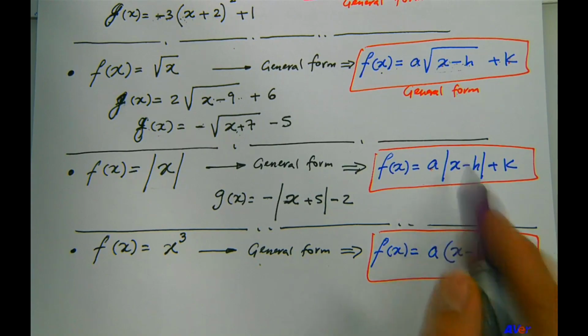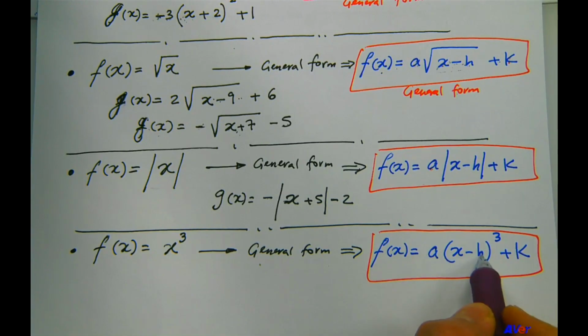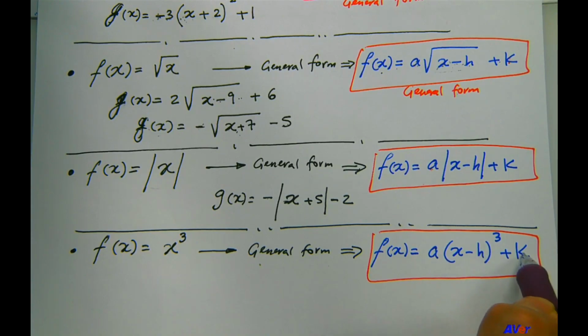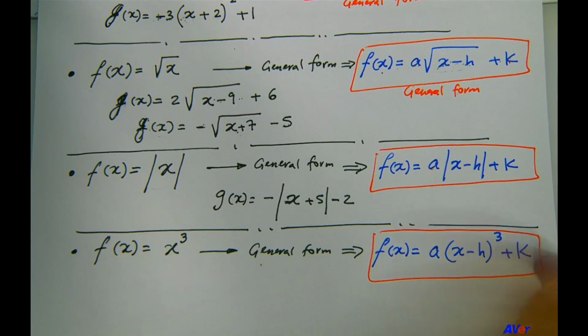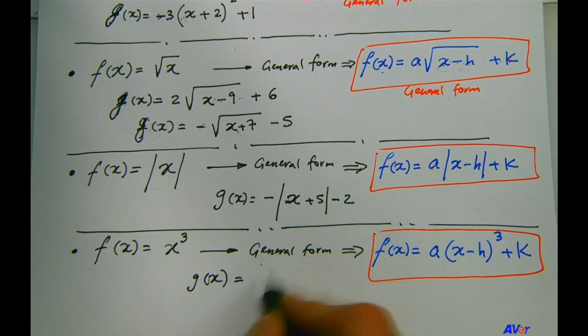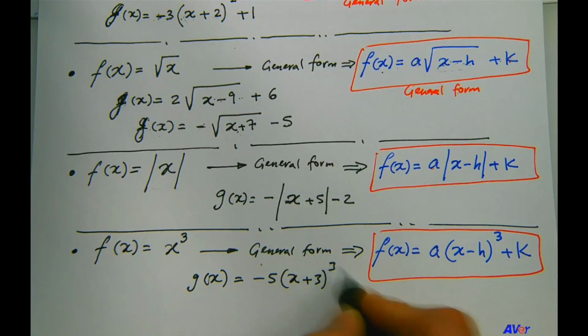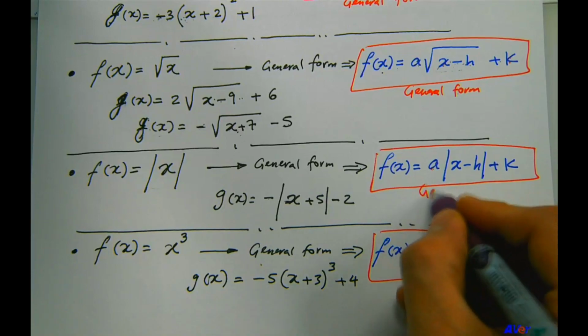H, the same impact. If h is negative, the shift is horizontal to the left. If h is positive, the shift is horizontal to the right. K, the shift is up if k is positive. The shift is down if k is negative. Here's another specific example of this. Minus 5 times x plus 3 cubed plus 4. Once again, these are general forms.